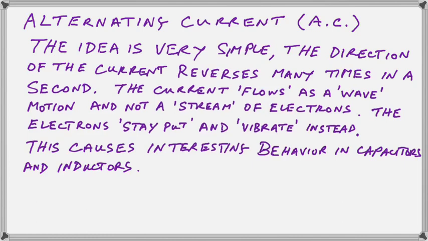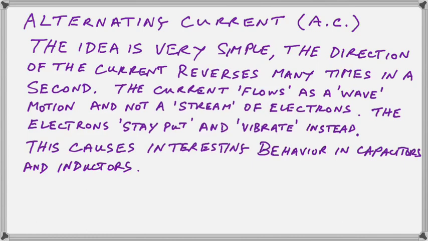Our lecture today is dealing with alternating current, and the idea is basically very simple. The direction of the current reverses many times in a second. So current flows only in the sense that the wave motion moves along from the source to the destination, and not actually a stream of electrons.